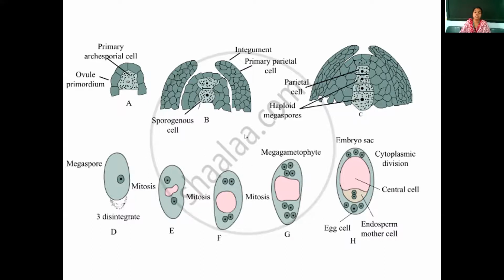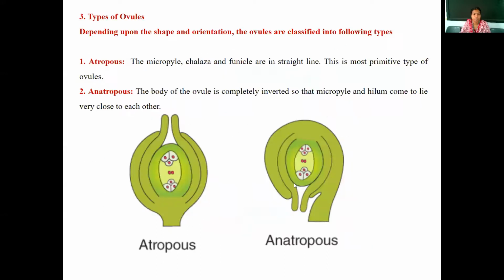So this is how the entire development of the female gametophyte takes place by two processes. One is megasporogenesis, how the primary archesporial cell, that is the megaspore mother cell, forms a functional megaspore. That is one phase. From one functional megaspore, how it develops into a complete embryo sac, that is megagametogenesis. Moving on to the types of ovule. Based on the shape and orientation of the micropylar region as well as the chalazal region, ovules are divided into many types. The first one is the orthotropous ovule.